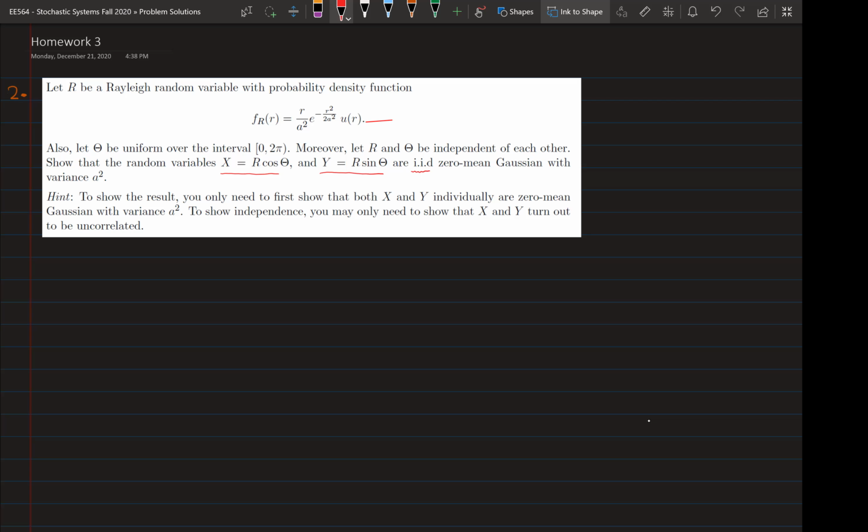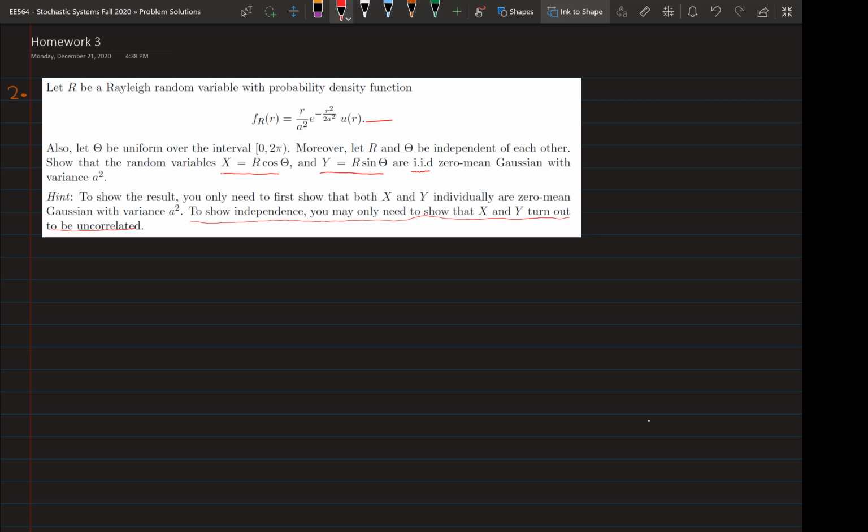Okay. Now, there's a slight bit of an error, if you will, in the hint that's given to you, which says that to show independence between x and y, all you need to do is to show that x and y are uncorrelated. We're going to see in a bit that this is not strictly true, so we'd have to resort to some other way of doing it.